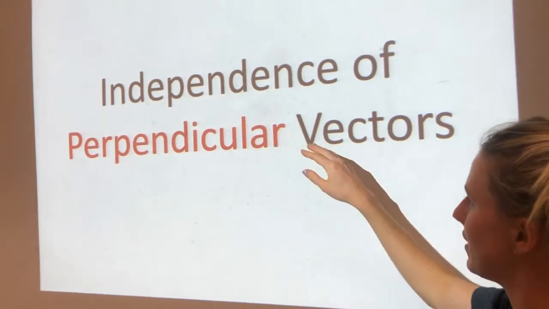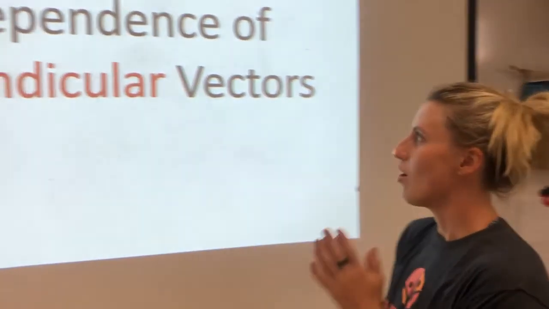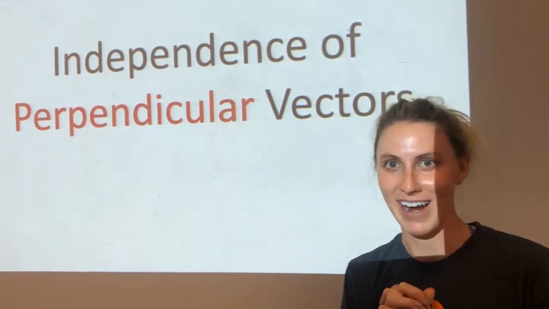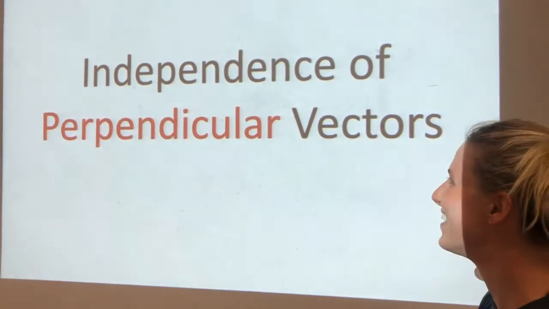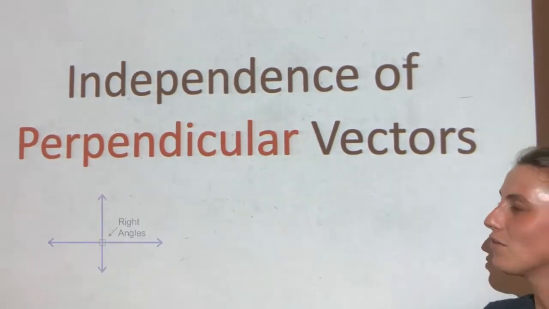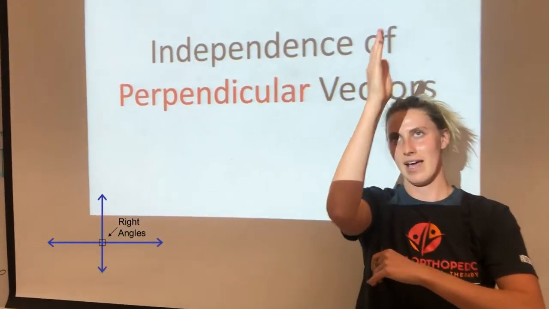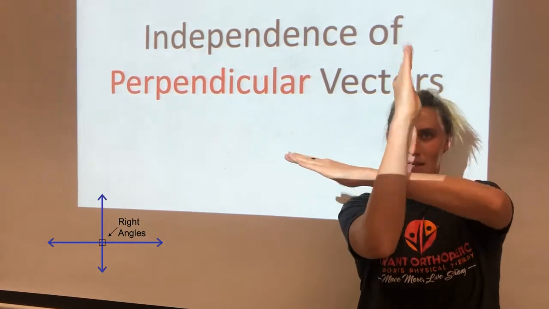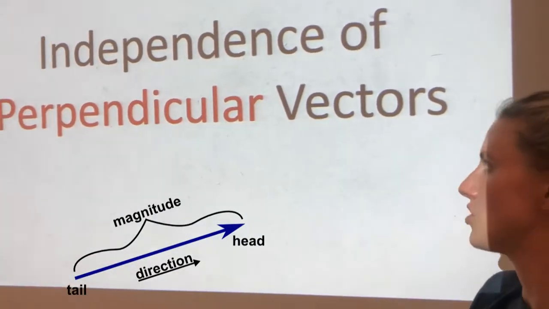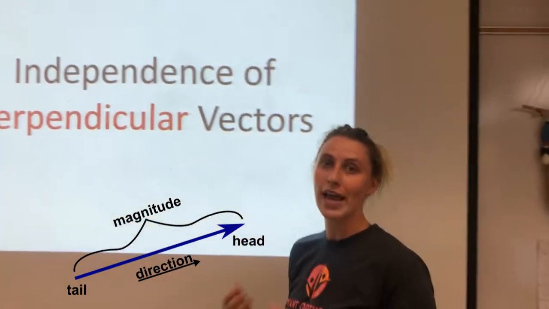Independence of perpendicular vectors. What does this even mean? Well, when you think about independence from your parents, you're separate from them, right? Unrelated. They can't tell me what to do anymore. Wouldn't that be nice? Perpendicular, we've seen that before. Think about it as an X and a Y, perpendicular across. And then vectors, we just got finished talking about those arrows that have magnitude and direction.